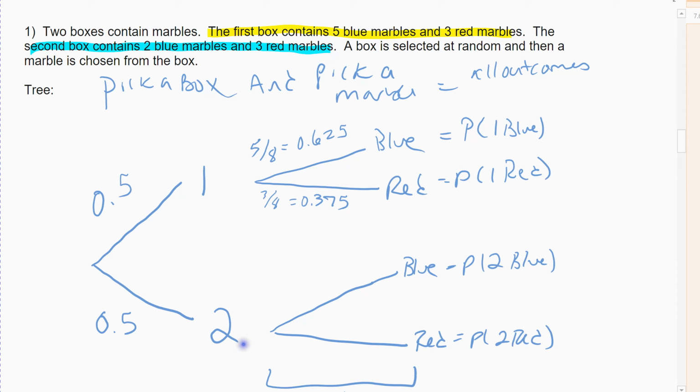So if I know I have box 2 in my hand, the probability of getting a blue marble is, well, there are 2 blues out of 5, and so this would be 2 out of 5, which the decimal of that is 0.4. And again, you could just use the complement. You could say this is going to be 0.6, but again, where it comes from is the probability of getting a red marble, given I've got box 2 in my hand, is there are 3 red marbles out of 5, so this would be 3 out of 5, which is 0.6. And there's the conditional probabilities based on my given events.